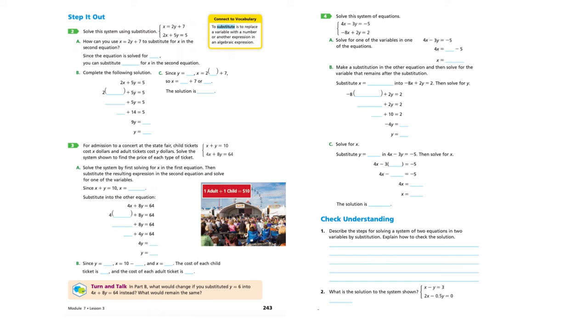Since x plus y equals 10, x equals, so you'll figure out what x equals by subtracting y from both sides and so on. And then substitute that into the other equation using those steps. B, since y equals blank, x equals 10 minus blank, and x equals blank, the cost of each child ticket is. So you're just going to be using what you did here to fill in the blanks here. And then you can do this turn and talk if you'd like.